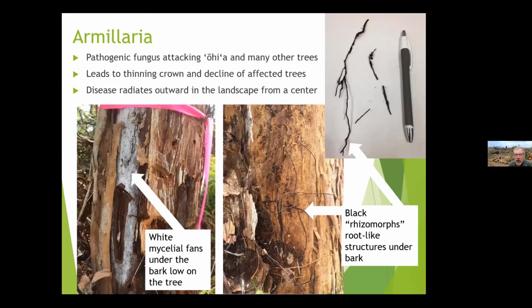Armillaria is more of a root pathogen. What you see here on a dying tree is white mycelial fans under the bark on a dead tree. And especially you see these, Mark Hughes' slides of mycelia, or these root-like structures, rhizomorphs growing around. This was one of the things they started wondering about for the Ohia decline back in the day. It does tend to be patches of it in the forest that kill all the trees.